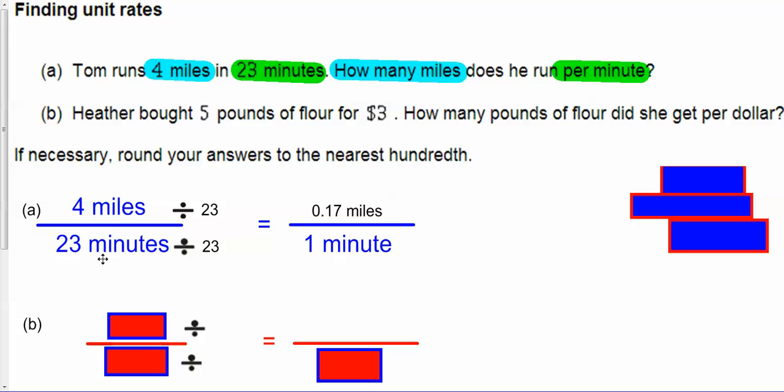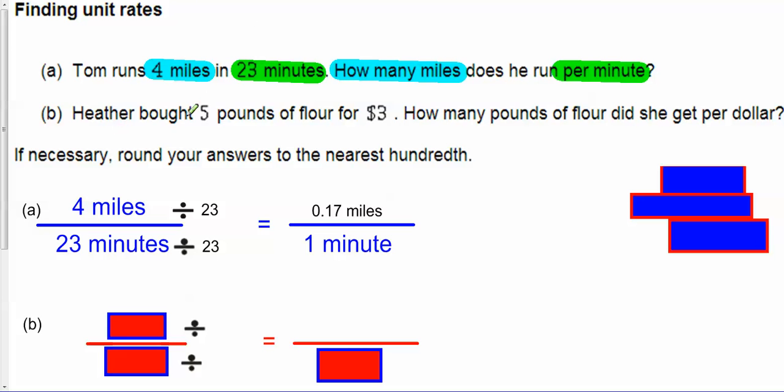Again, 23 divided by 23 gives me 1. 4 divided by 23 gives me 17 hundredths. So you see how it's similar to an equivalent fraction, only you can't do the division in your head. Okay? Yes, you can do 23 divided by 23 gives you 1 in your head, but you're something special if you can do 4 divided by 23 in your head.